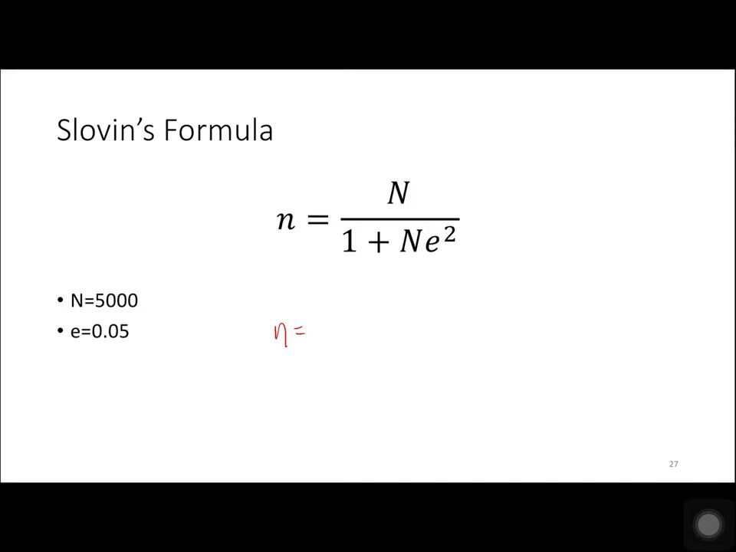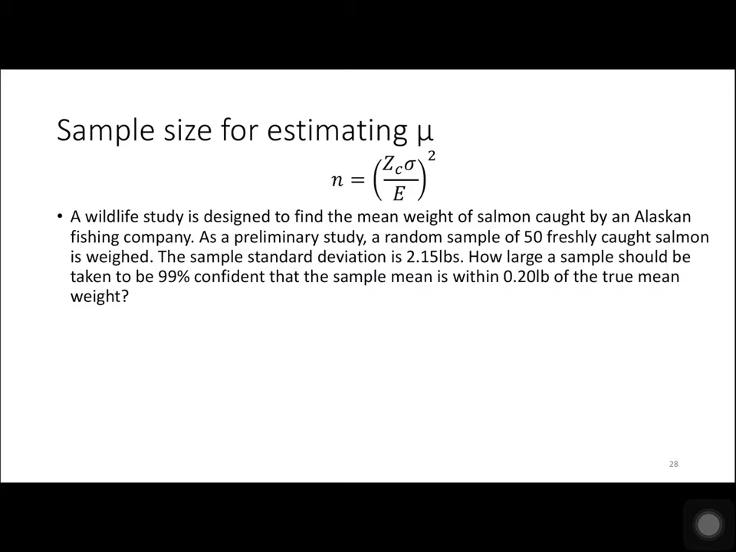So we have 5,000 over 1 plus 5,000 times 0.05 squared. That is 370.37. So if it's discrete, this will be 371. Okay? If it's continuous, then this would be 370.37.